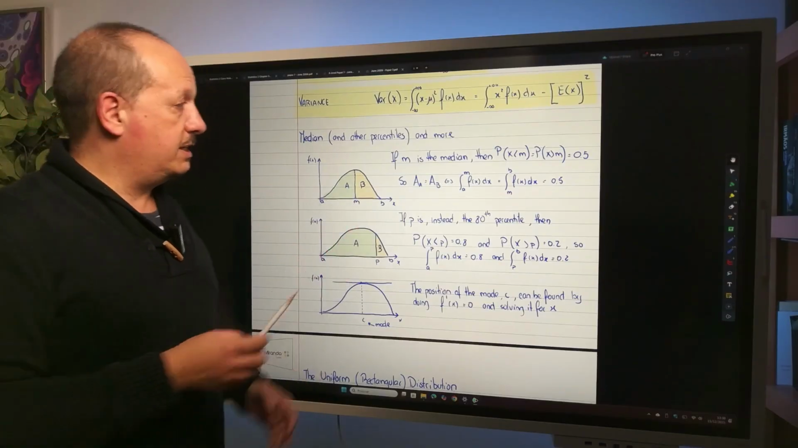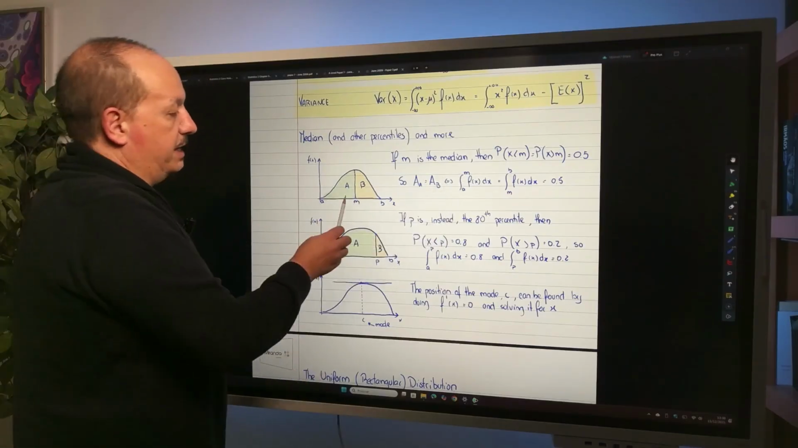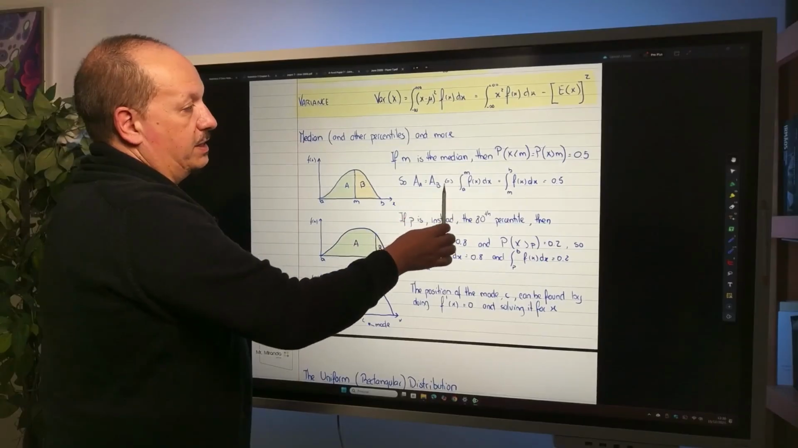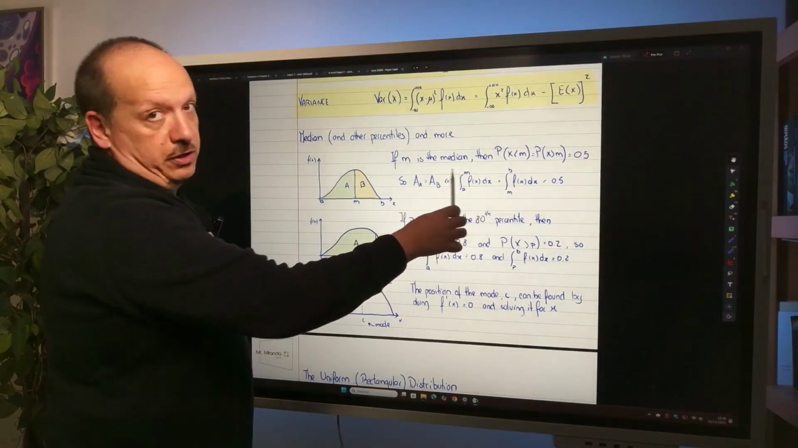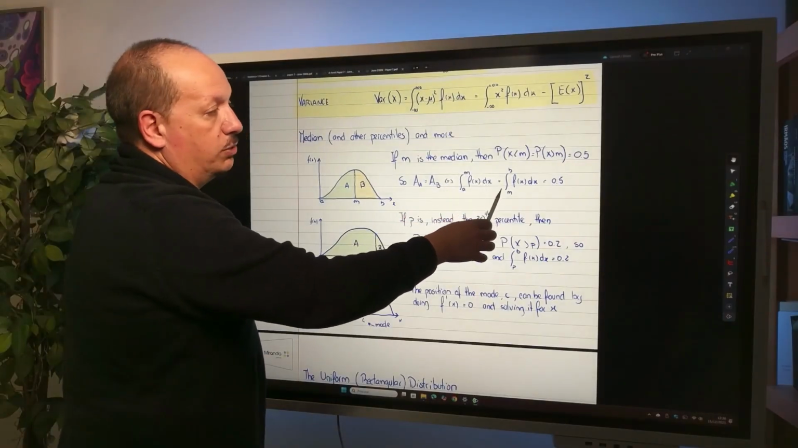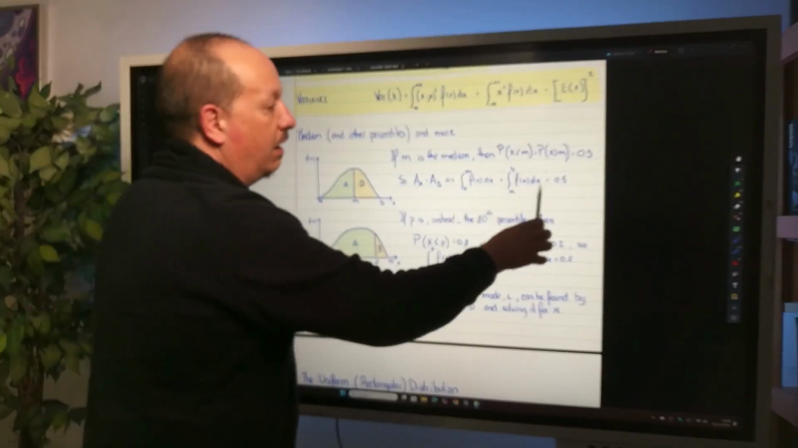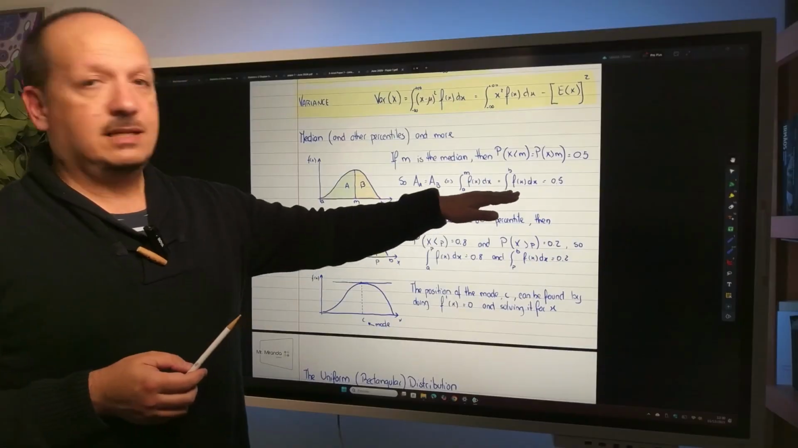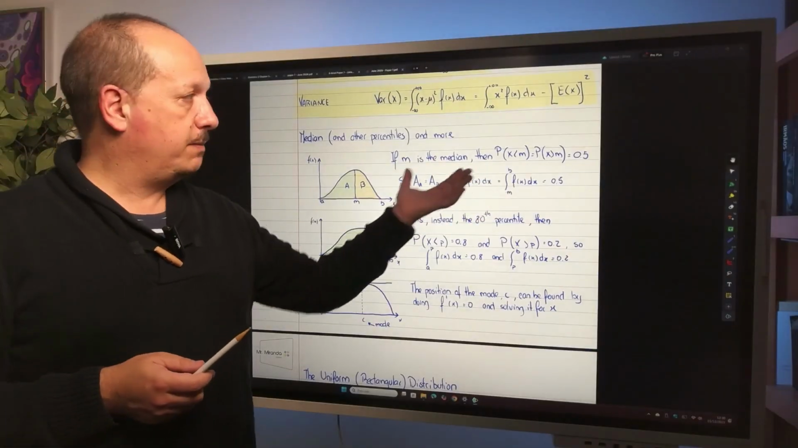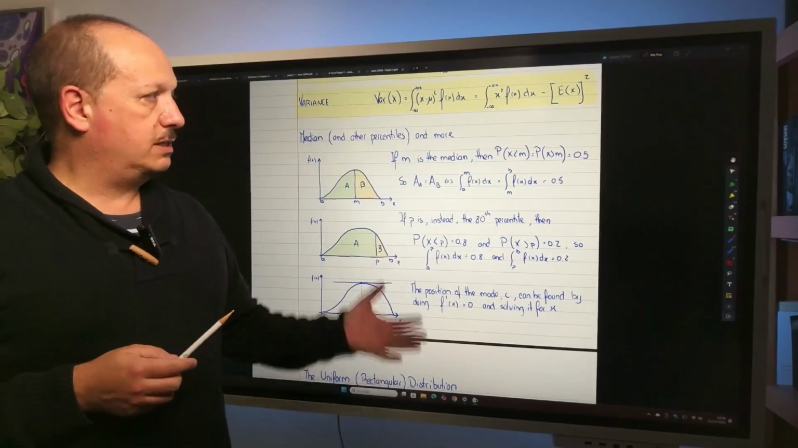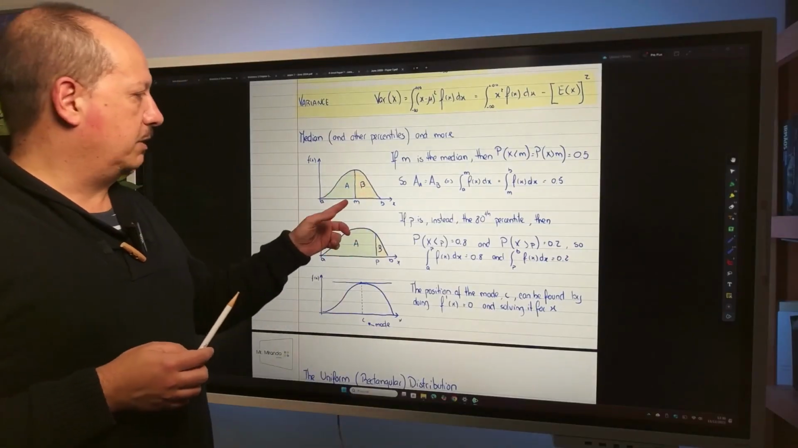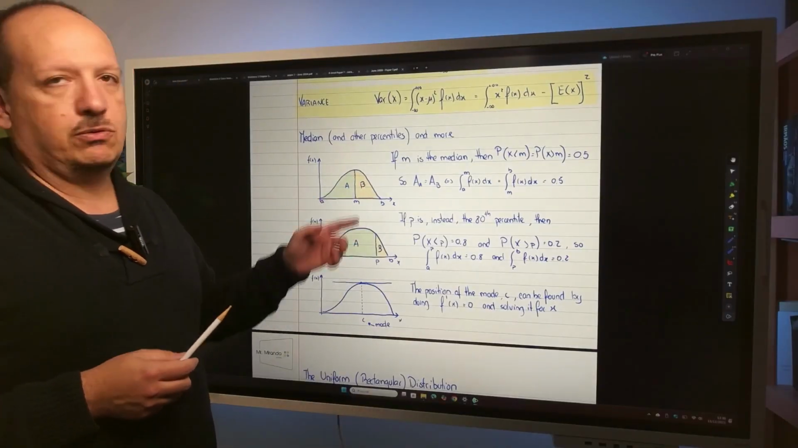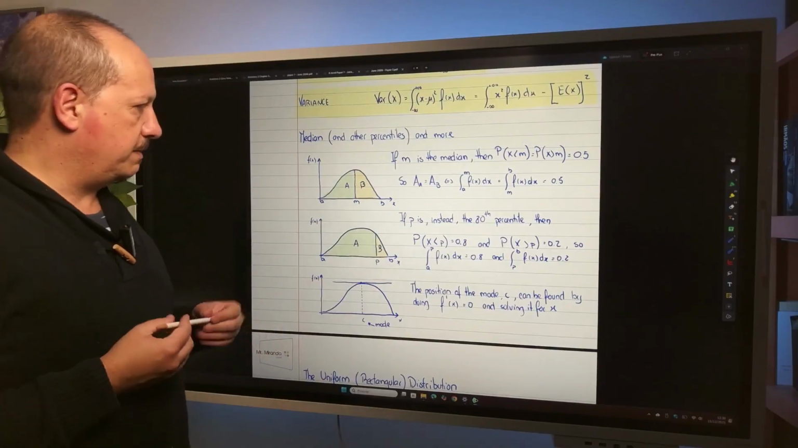In other words, the integral from a to m of the function is going to be equal to the integral from m to b of the function, and that is 0.5. And with this statement, that is pretty obvious, you are going to be able to calculate several different things, for example, the value of m, or the value of a, or the value of b in different questions.